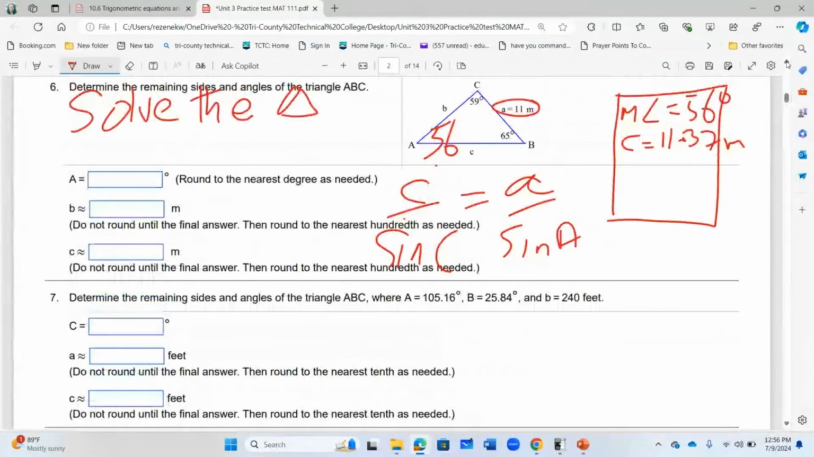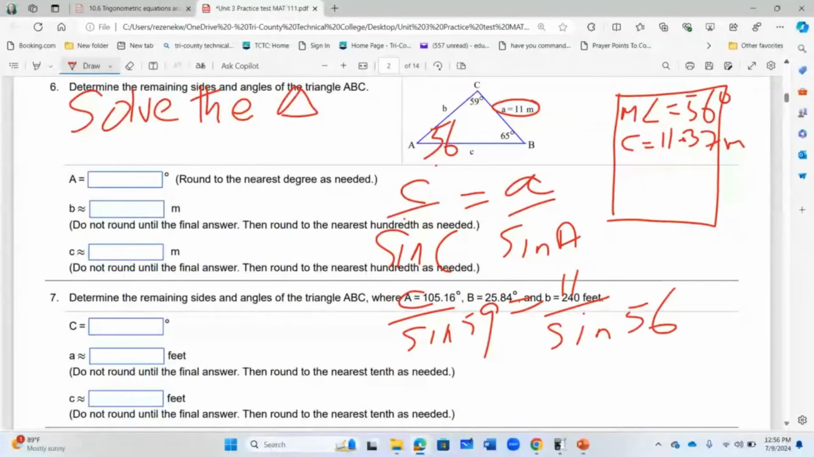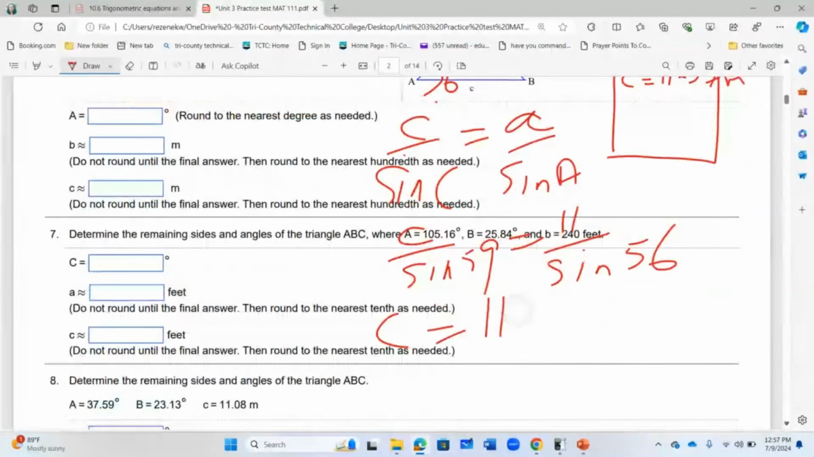All right, so C over sine C. This is my C here. Sine C is sine 59 degrees. Sine 59 degrees is equal to A over sine A, which is 11 over sine of 56 degrees. Then I isolate C. So now I have C is equal to 11 multiplied by sine 59 degrees divided by sine 56.